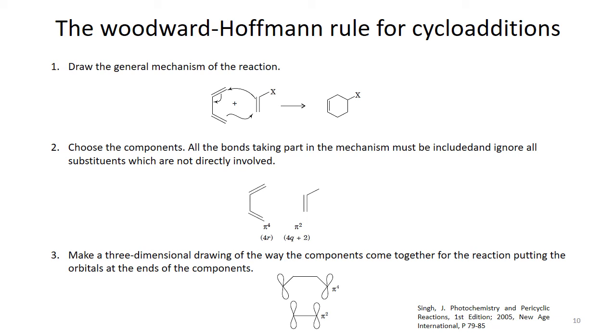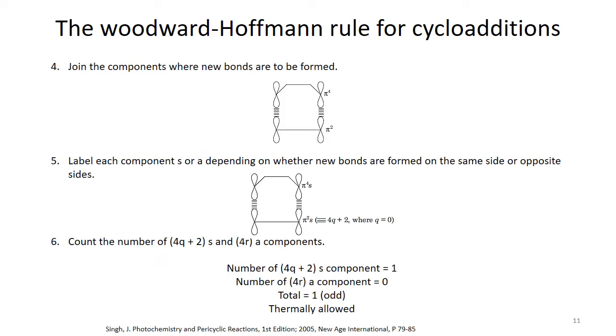We write these orbitals, only the orbitals at the end of the component, that is, the interacting orbitals. We write these orbitals in a three-dimensional way, and then we try to connect these molecules together by the way the components come together. This is how we can write the pi 4 component and pi 2 component together. Next, we join the components where new bonds are formed. In this case, the new bond formed is the sigma bond. We make the connections where the new bonds are formed, and in this case we are not considering the orbital signs.